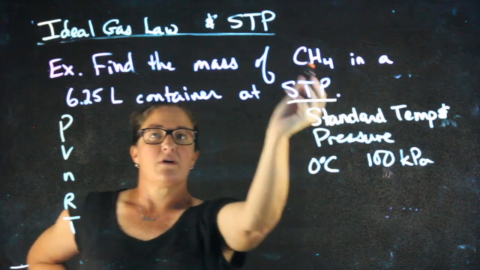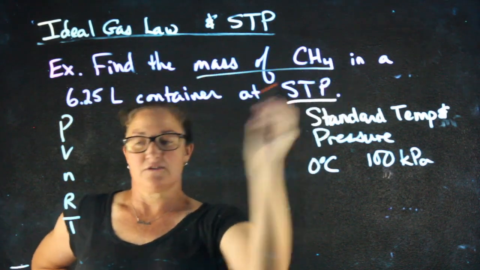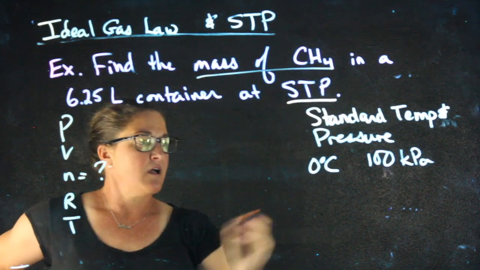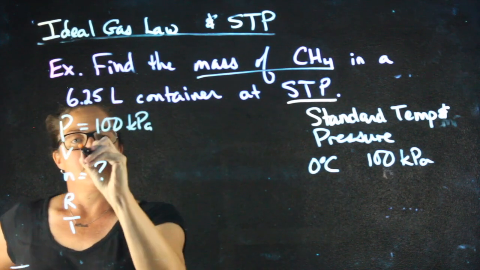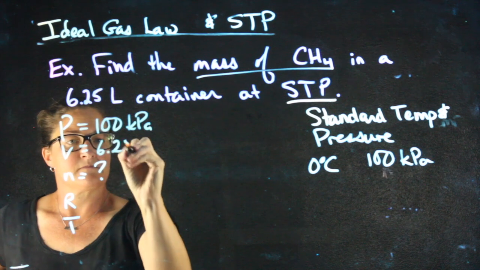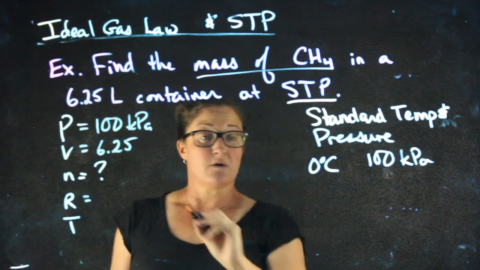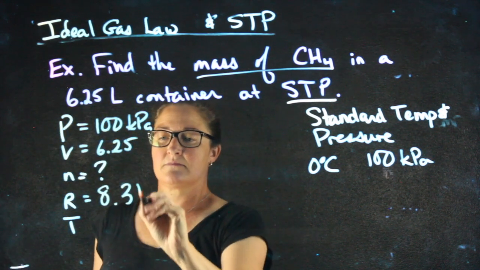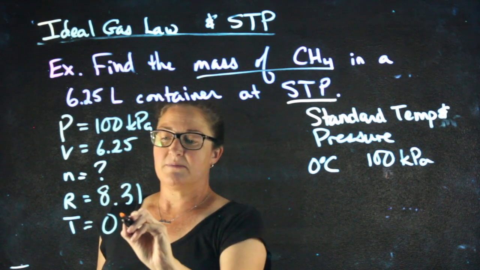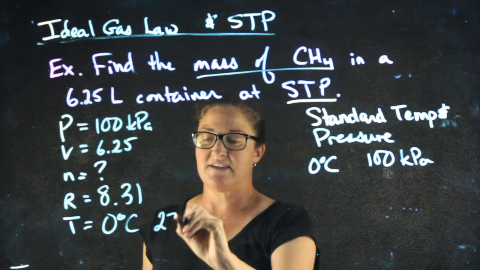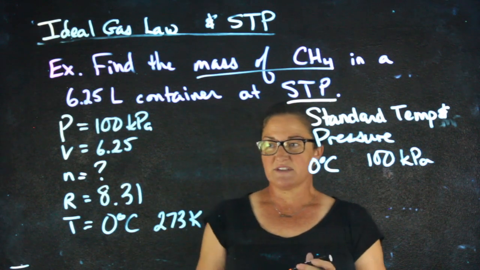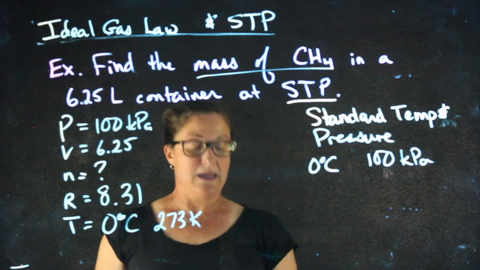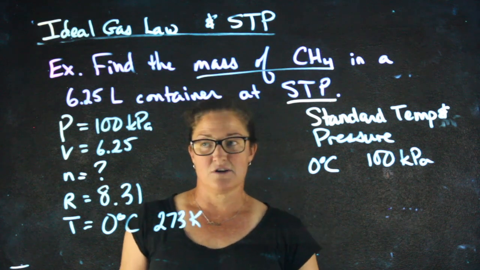So I'm looking for the mass of CH4, which means I need to solve for the moles. I know the pressure. I know the volume. I know R, because I always know R because it's constant. And I know the temperature to be 0 degrees Celsius or 273 Kelvin. So I know most of what I need to know for PV equals nRT, which means I can solve for moles. And once I get moles, I can then solve for grams.